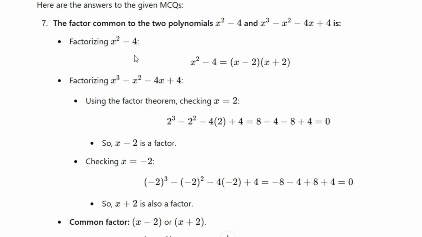Factorize x square minus 4. X square minus 4 is x square minus 2 square, that is (x minus 2) into (x plus 2). Now put the value of x as 2. X minus 2 equal to 0, so x equal to 2.